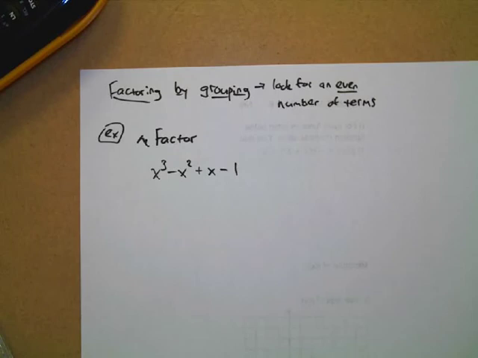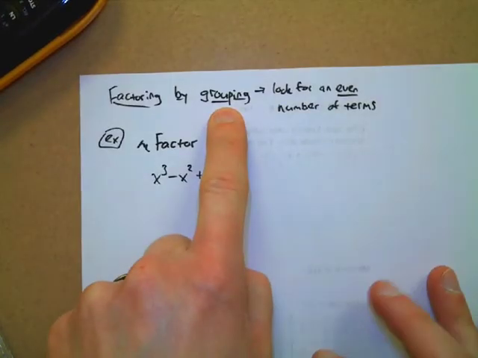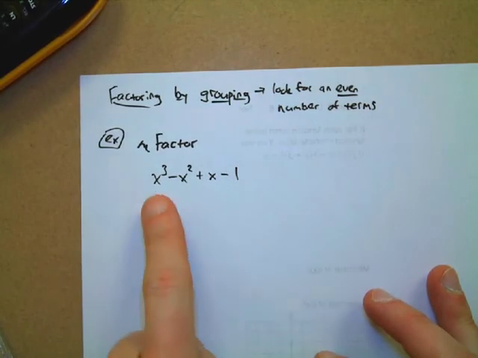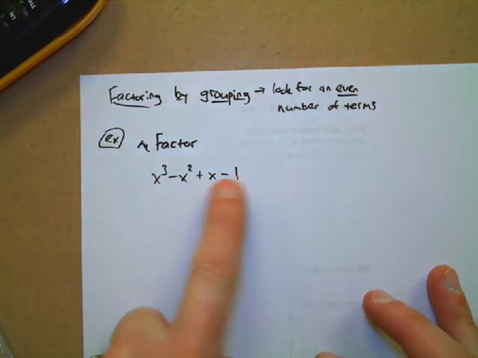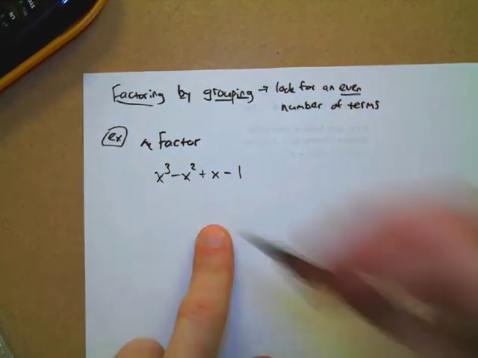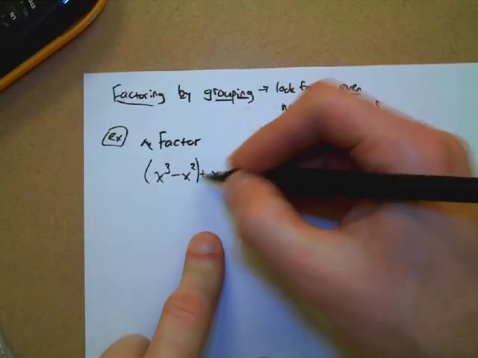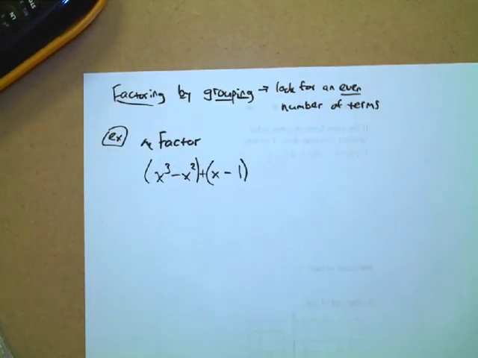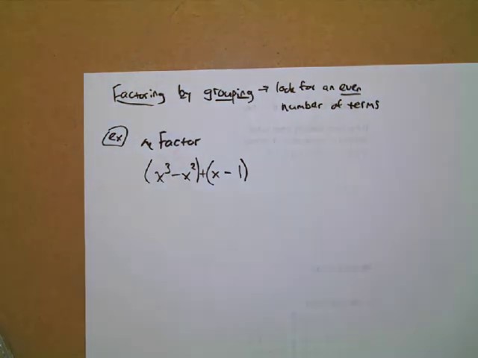No. The other thing we can try here is grouping. That's another strategy you should look for. Again, do we have an even number of terms? 1, 2, 3, 4. Yes. So we're going to group the first 2, group the second 2. Just because we have an even number of terms doesn't mean factoring by grouping will work. We'll see what happens though. So let's go ahead and group and see what happens.